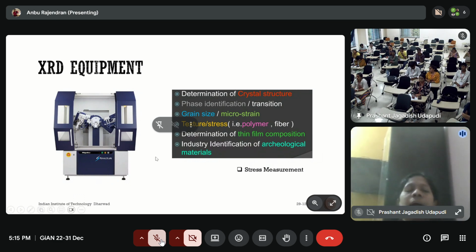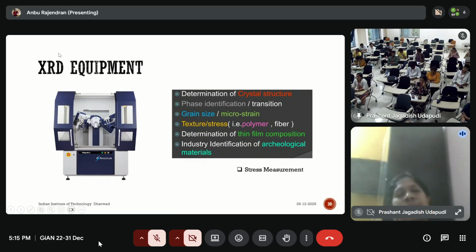Yes, ma'am. So another advanced characterization technique is XRD. XRD will help you find out the crystal structure. As I mentioned, any material is composed of atoms. Atoms have their own orientations, which are understood by certain basic shapes. Those are called crystal structures. If you have a new material and you don't know the crystal structure, XRD is the suitable method to find it.